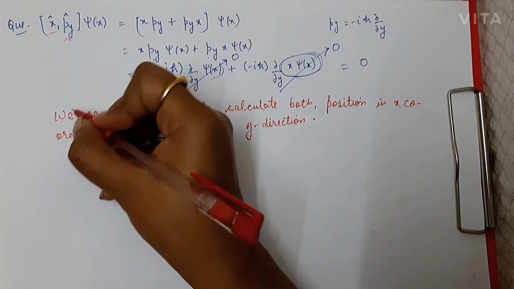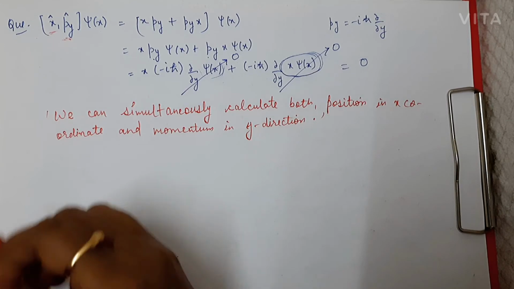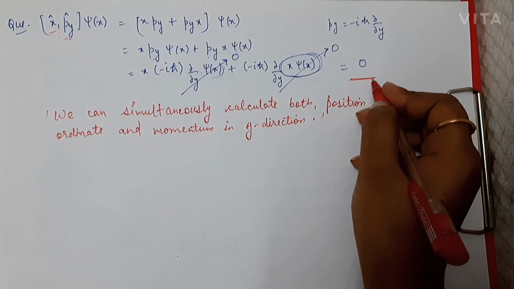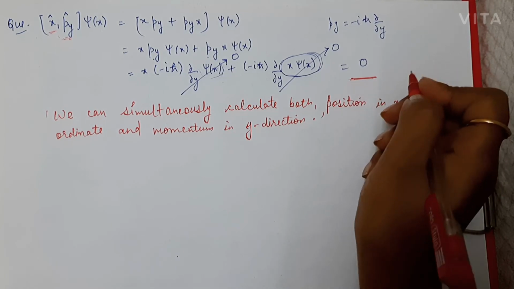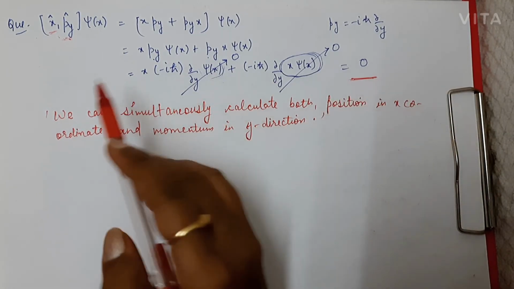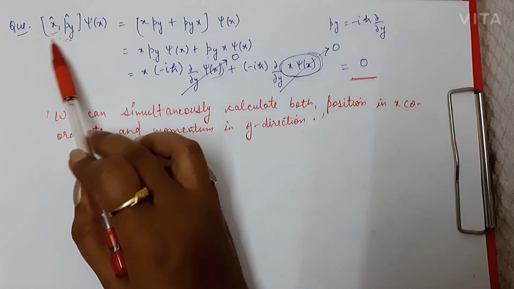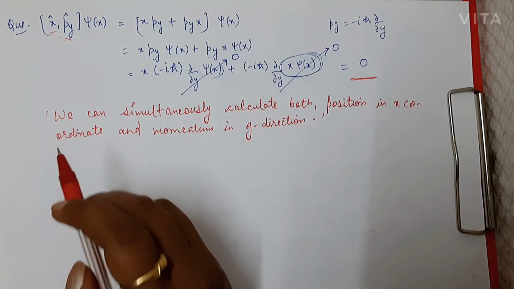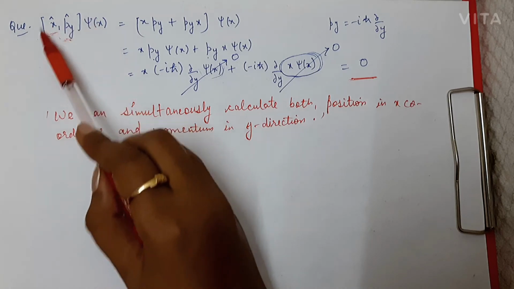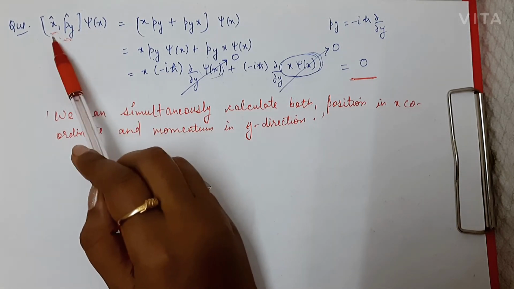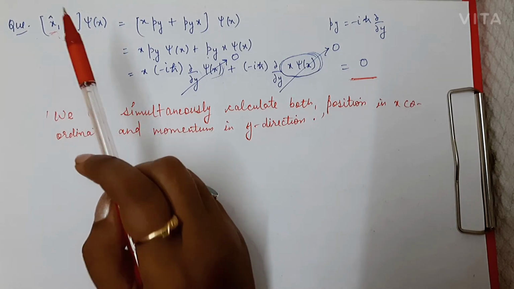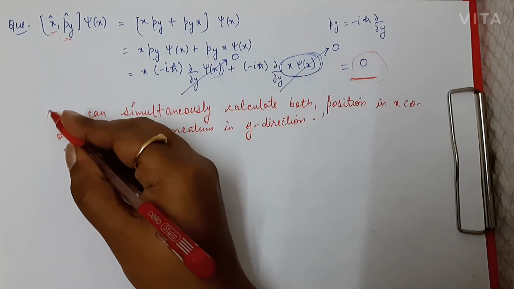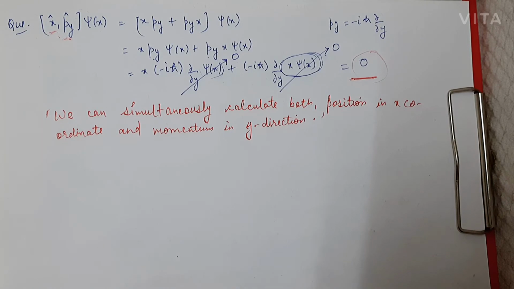So this is the main part to understand, that is if the commutation of two operators is coming out to be 0, that means we can find with certainty both of these values. So basically Heisenberg's uncertainty principle is not valid here. We can find out these two things simultaneously with accuracy because their commutation is coming out to be 0. So this is the main thing which I wanted to demonstrate to you all.